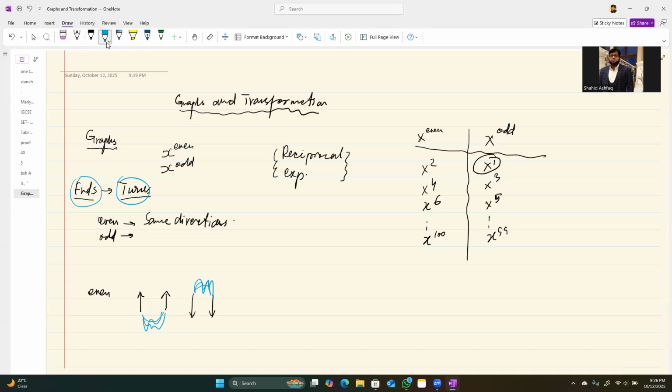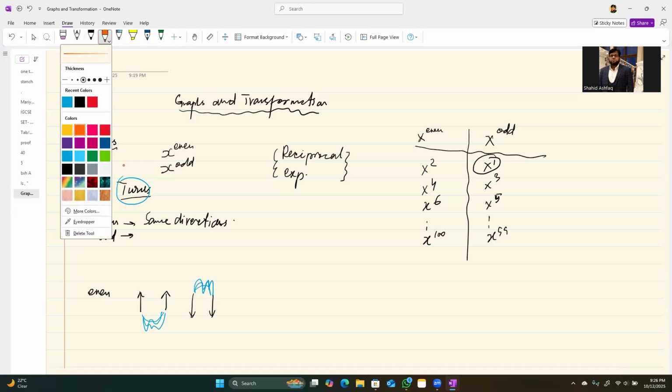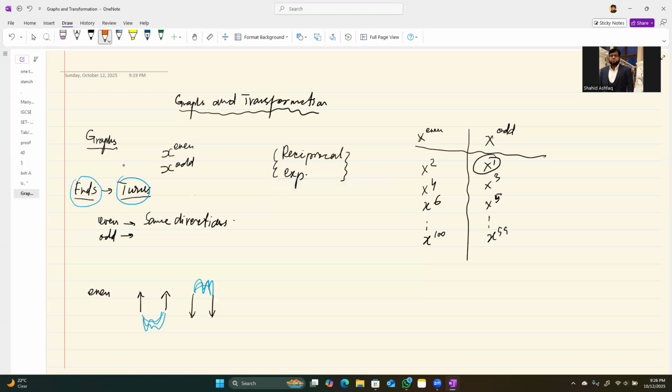Let's write down the formula for the turns. To find the number of turns, we take the power minus 1. So whenever we look at any equation, we should have a sketch in our mind straight away of how it is going to look. If we know that the power is positive, then all these even powers are always going to be either above or below. Now it all depends on their turns.